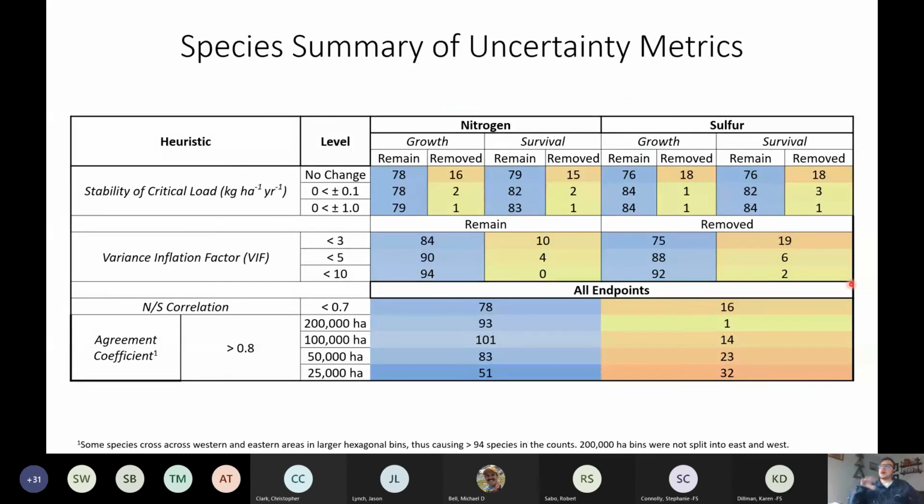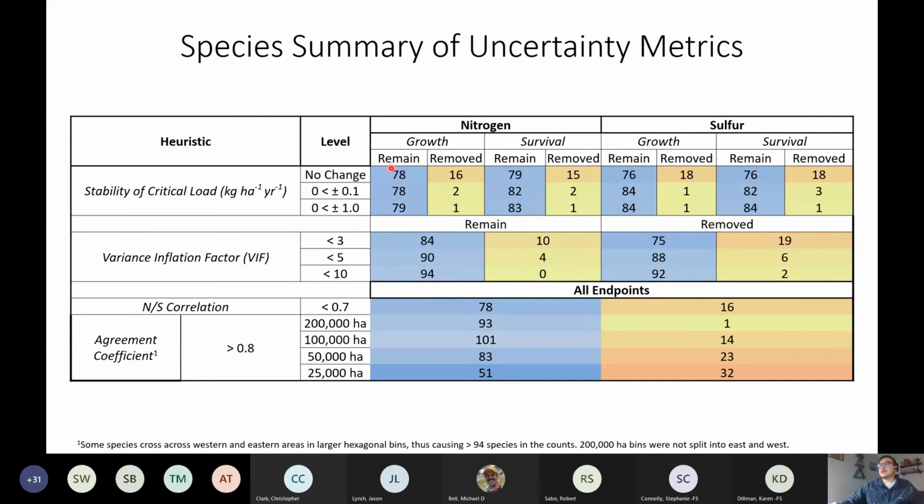Continuing on to the other uncertainty metrics that need to be considered, I spoke about the stability of the critical load, the VIF value, the NS correlation, and then this agreement coefficient. If you recall, for those hexagonal bins compared to the continuous surfaces, that's what this metric is, what Wilson et al. did within that paper. You can see the various scales that need to be considered. What this table shows is a species level removal. In the last one, we were looking at how things looked spatially at a plot level. These are all related to the species, so the 94 species.